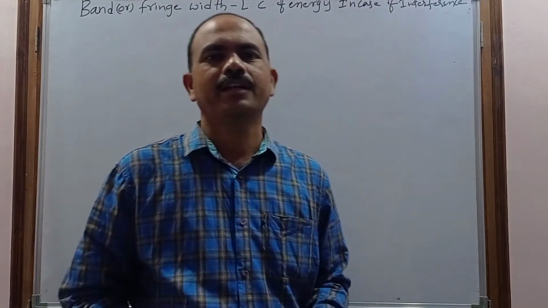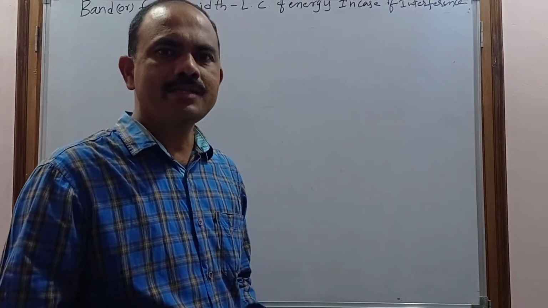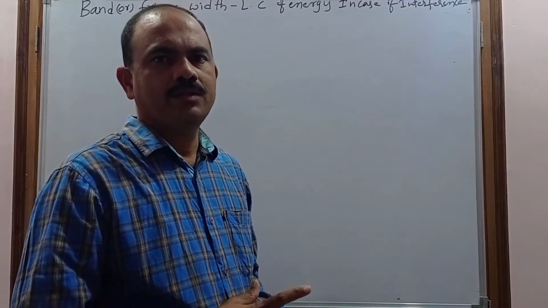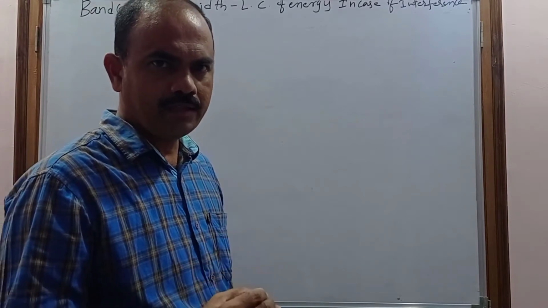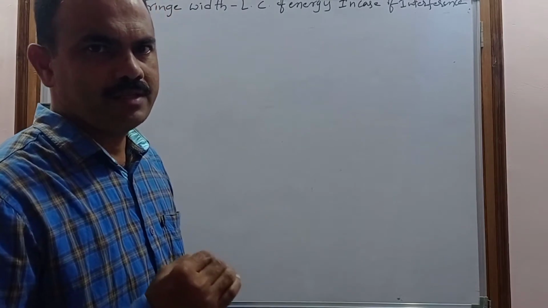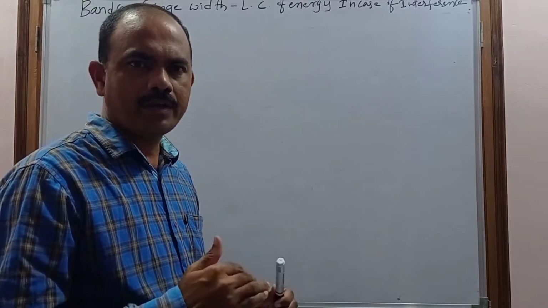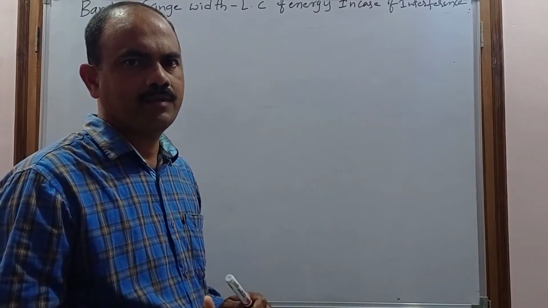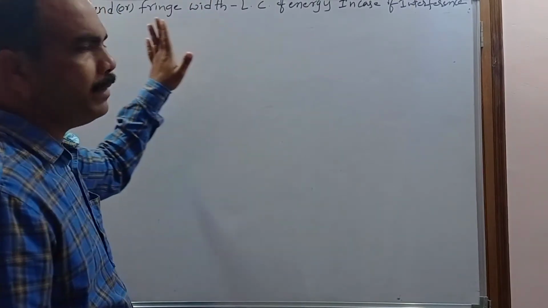Hello children and viewers. In the previous class I explained the Young's double slit experiment. In it, we derived the formula for the distance of the nth dark band and the nth bright band from the center of the screen, where a bright band is formed. That is why it is called the central bright band or central maxima. From that we are going to find the fringe width or band width.